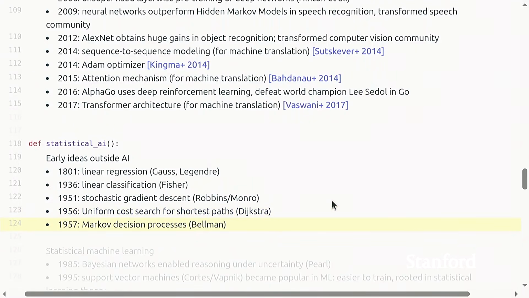Markov decision processes come from control theory. So this is really people who weren't necessarily trying to solve AI in the same way that John McCarthy was trying to solve AI, but nonetheless developed really valuable mathematical tools that the AI community leaned on.